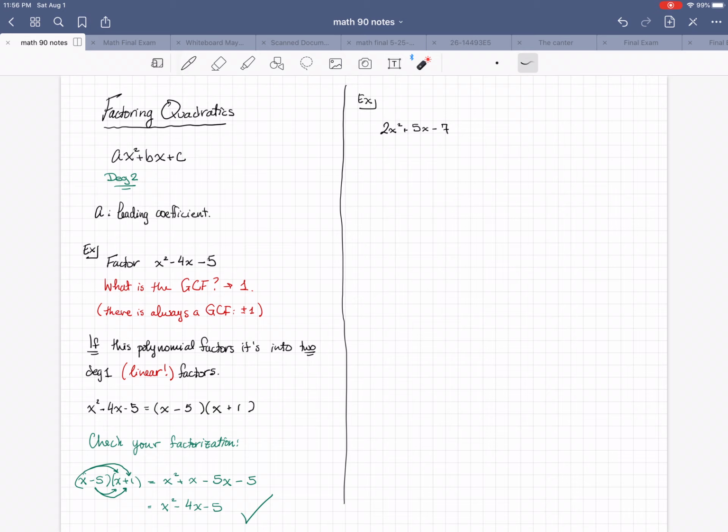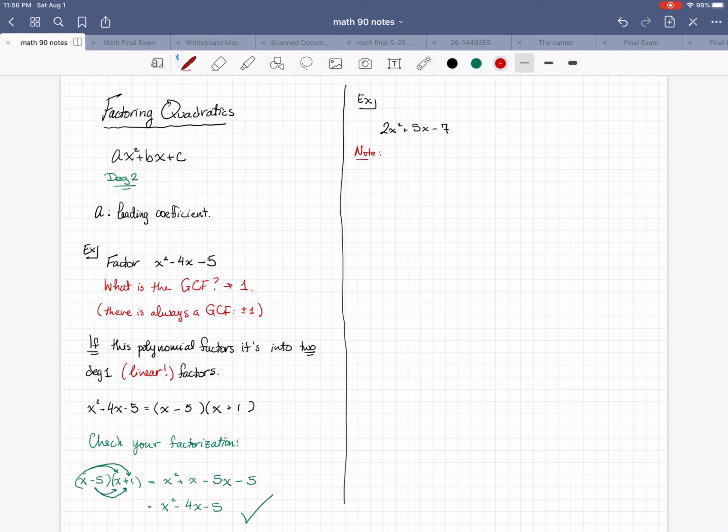When a is not 1, like in this case, a is 2, it's a little bit more involved and you have more balls in the air and you just have to pay closer attention. But in spirit, the substance of the matter is the same. You still have to pay attention to all of the same things and you still have to be careful in all the same ways.